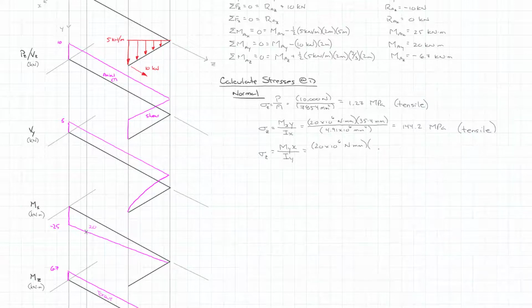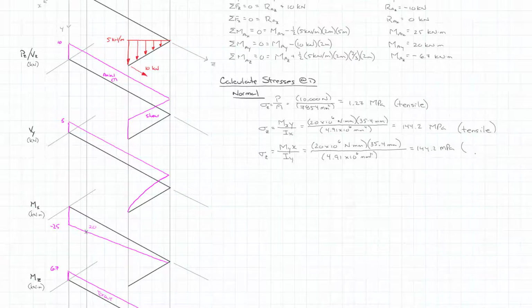Our distance x to D is the same because it's symmetric there, so 35.4 millimeters. And so divided by our I, which again is the same because it's symmetric, times 10 to the 6 millimeters to the fourth, and that's going to be equal to 144.2 megapascals. Now, our M sub y was in the negative direction. On the positive face, it's going to flip to be in the positive direction, which is going to put compression on the back side away from us. Which makes sense with the diagram.